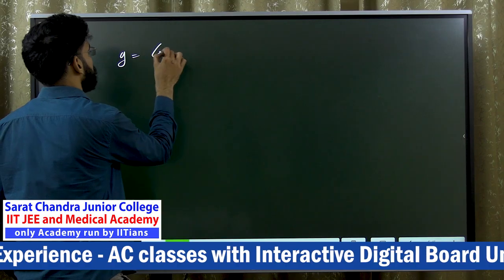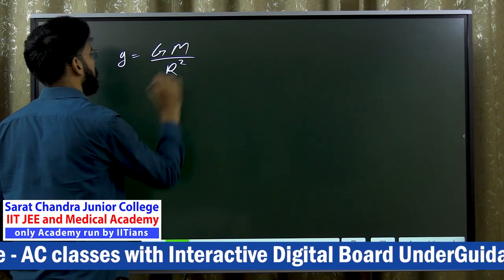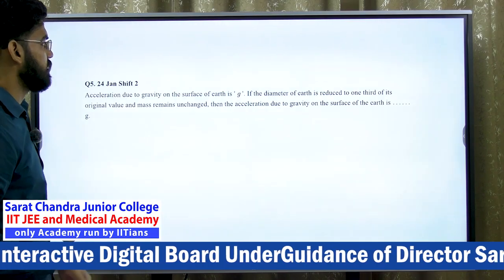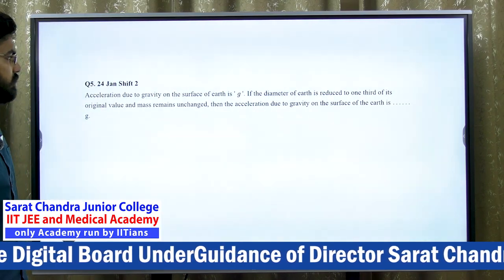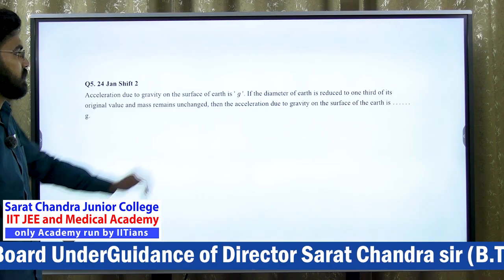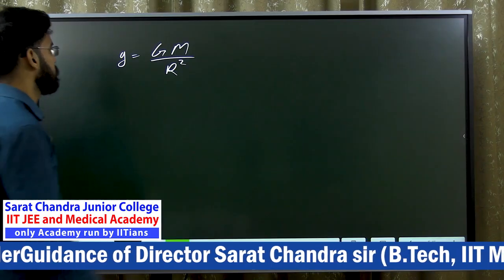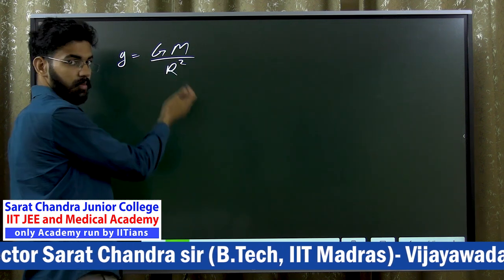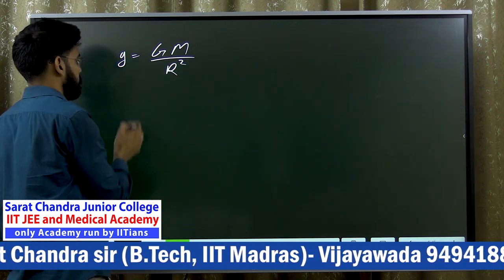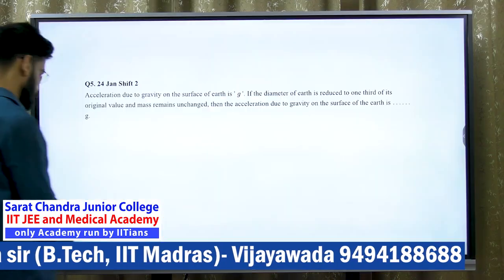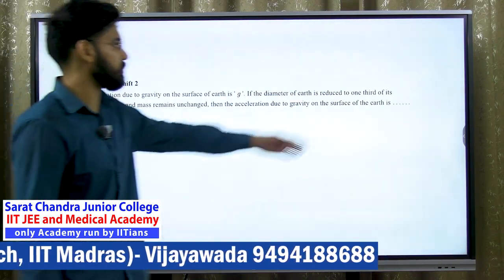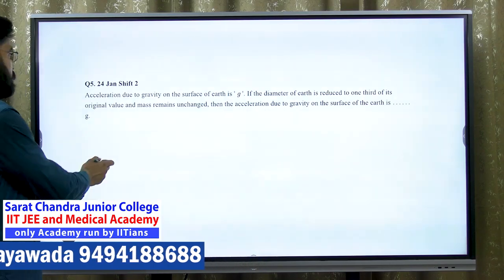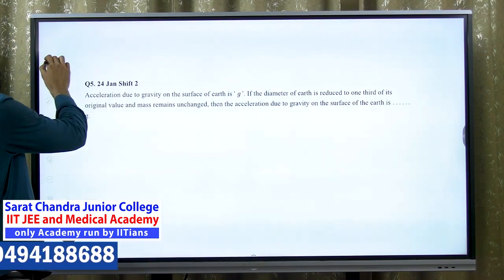g is what? GM by r square, right? This is small g. Then he is saying diameter is reduced to 1/3, so radius is also 1/3. So gravity will become how many times? 9 times. That's it. R became R by 3, so g will become 9 times. 9 is your answer. Directly we can say the acceleration due to gravity on the surface is 9 times. This is the fastest question possible.